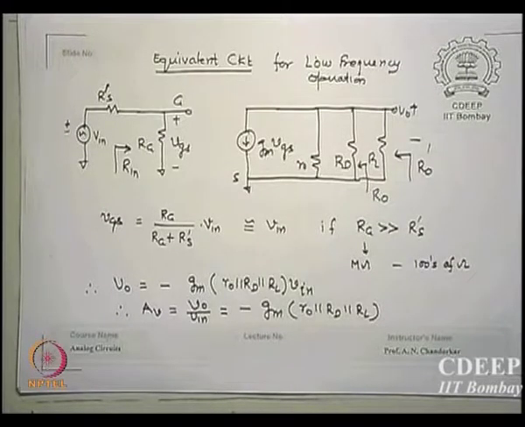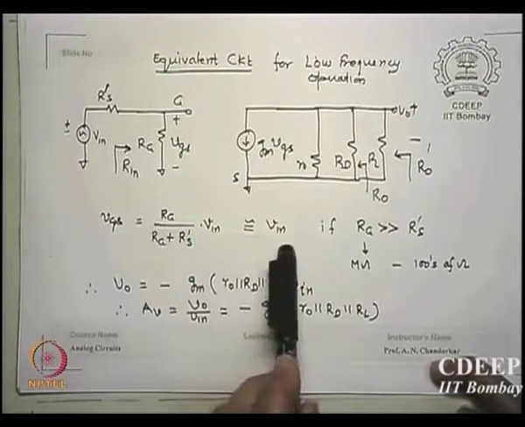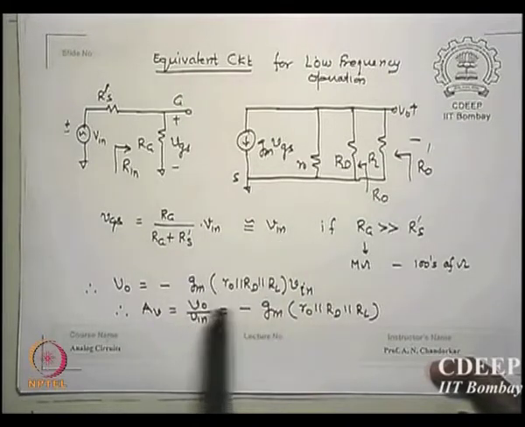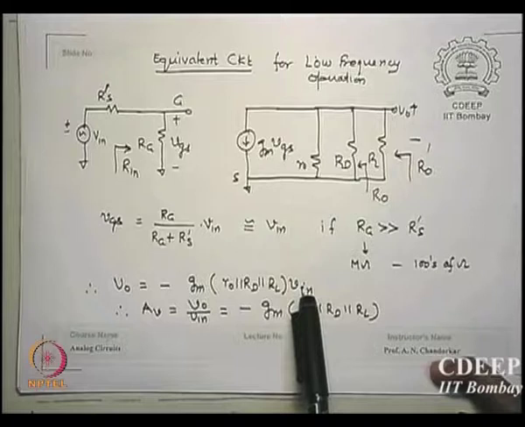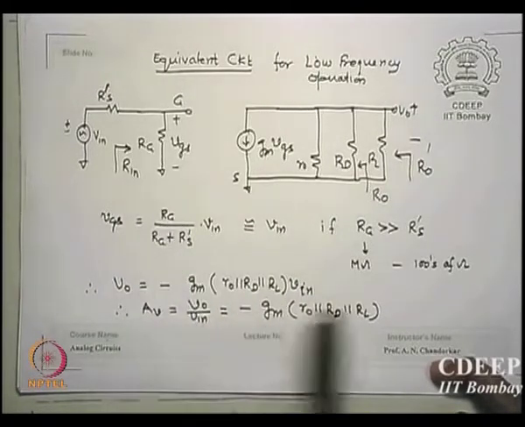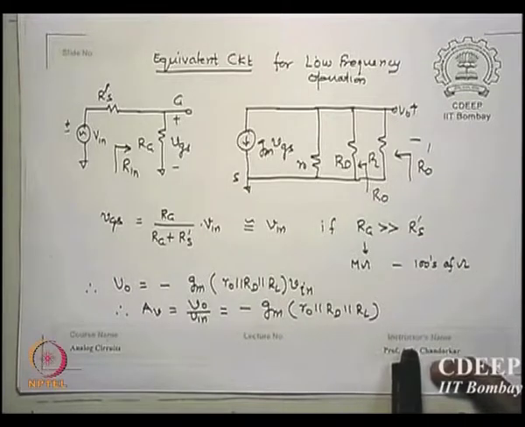However, this was under an assumption that VGS is Vn, is that correct? It was an assumption that VGS is Vn. Otherwise what would have come here? VGS, and then what should I replace with? RG, multiply RG upon RG plus RS to make it the same value as the gain.